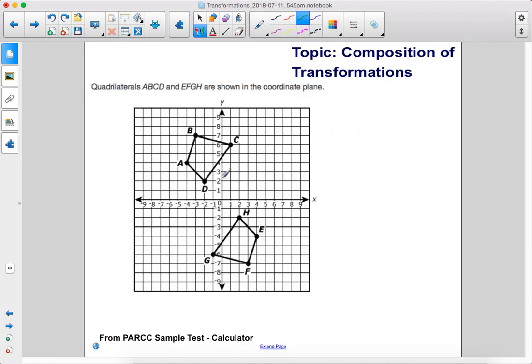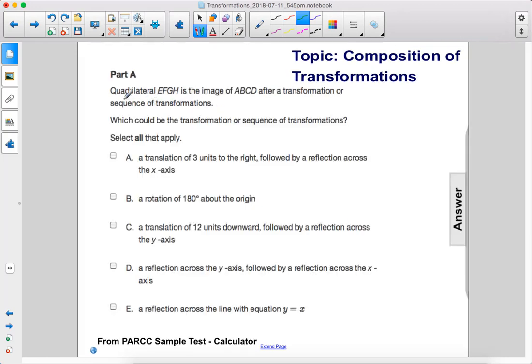Quadrilaterals ABCD and EFGH are shown in the coordinate plane. Quadrilateral EFGH is the image of ABCD after a transformation or sequence of transformations. Which could be the transformation or sequence of transformations? Select all that apply. A: A translation of 3 units to the right followed by a reflection across the x-axis.